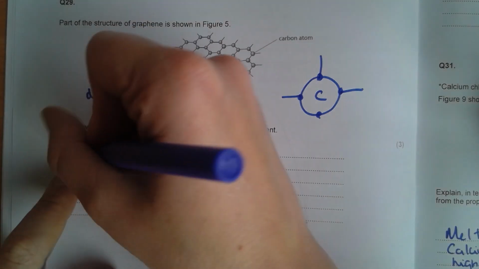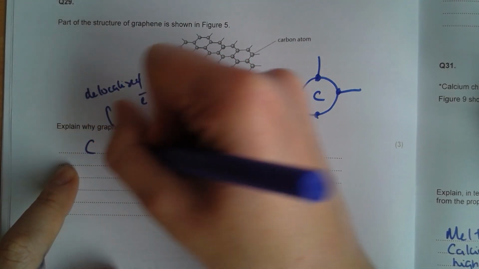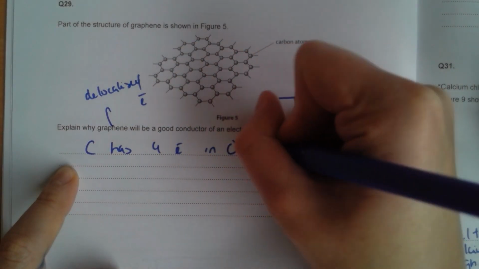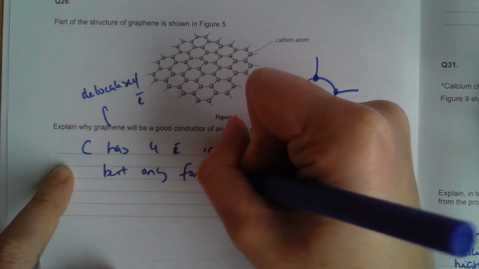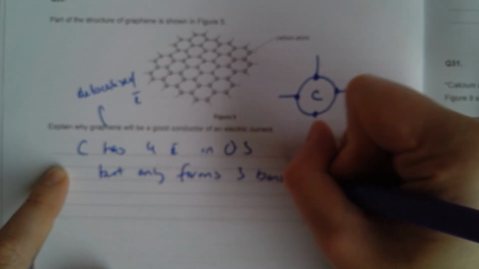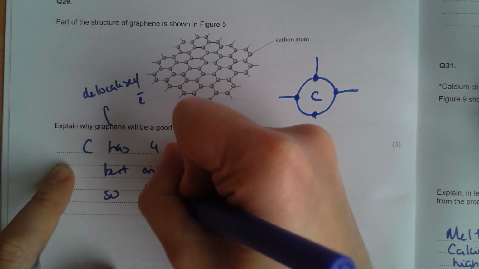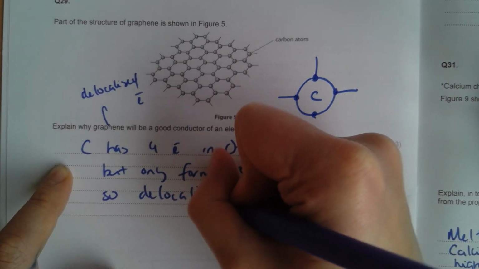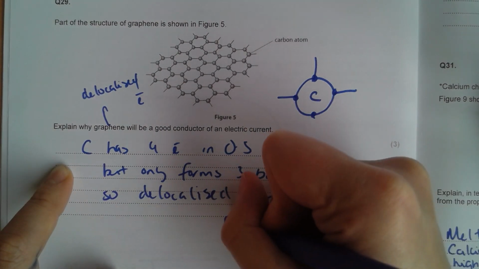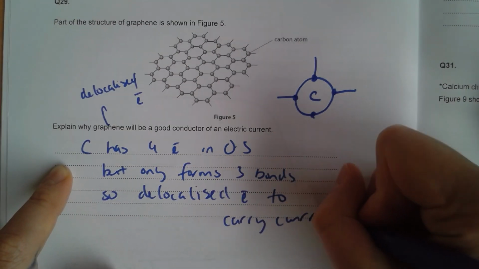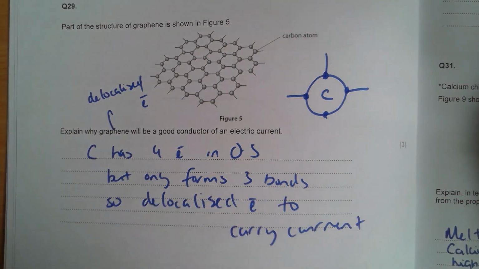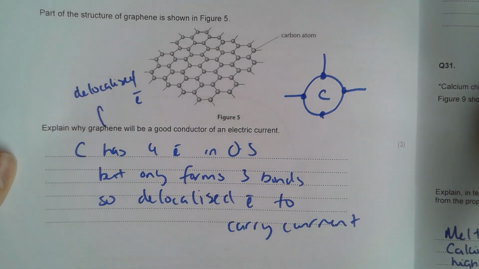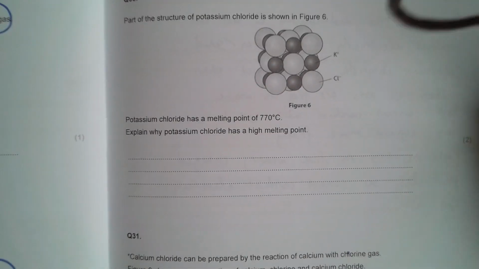So you'll need to say carbon has 4 electrons in outer shell, but only forms 3 bonds. So you have delocalized electrons to carry the current. All right, so quite a detailed description. Delocalized electrons will get you 1 mark, but you'll lose out on your other 2 if you don't tell me why it's got delocalized electrons.